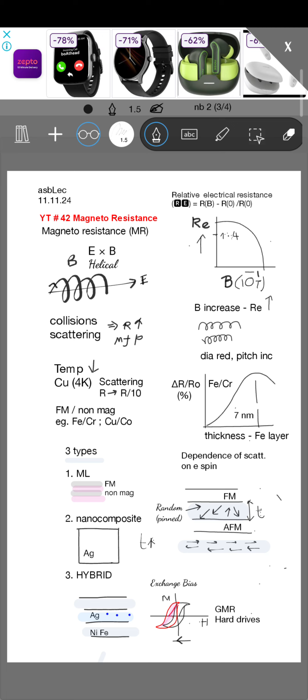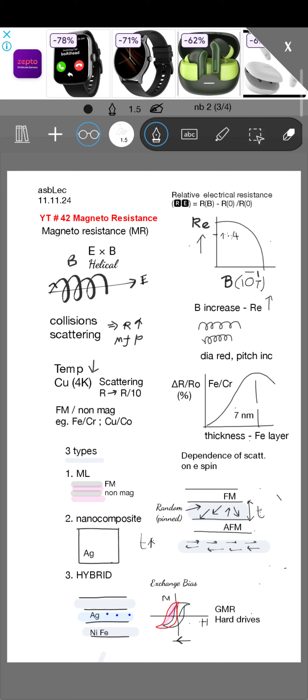Now, the magnetic resistance is the electrical resistance caused by the magnetic field. Whenever there is a flow of current or an electric field being applied along with the magnetic field, the electrons that are the reason for the conduction of any material tend to follow a helical path because of the crossed E and B effect.